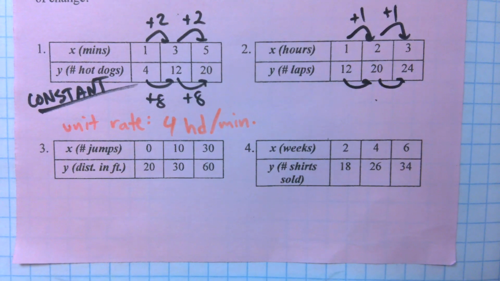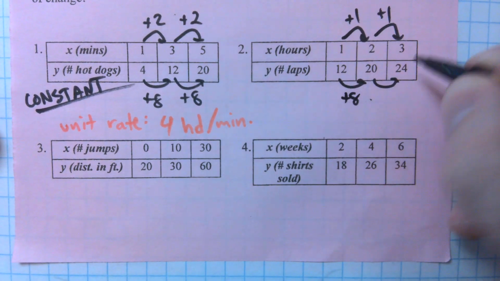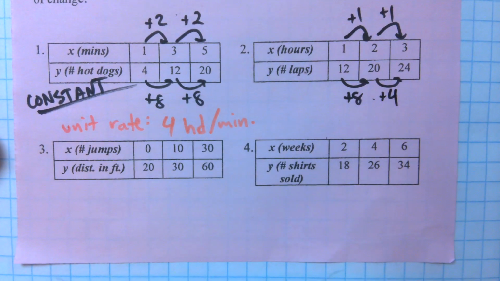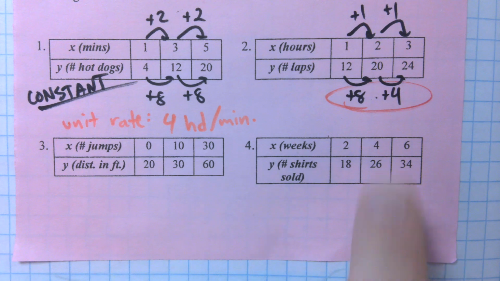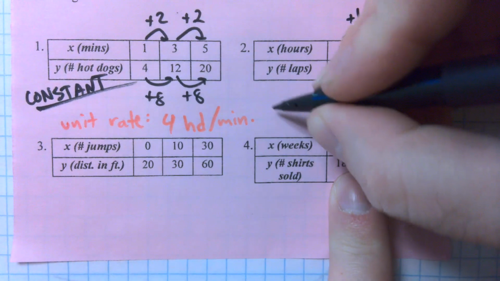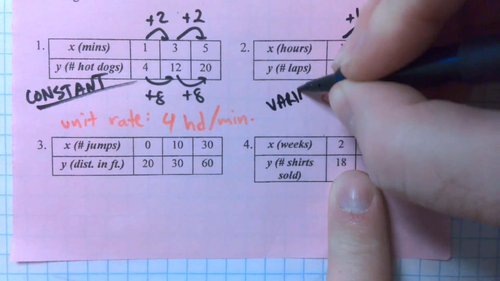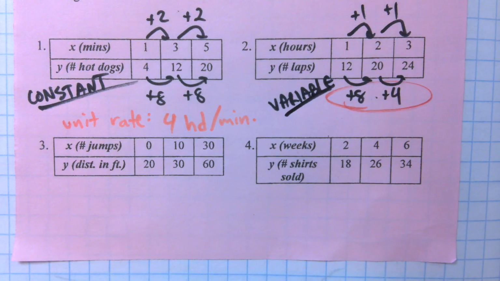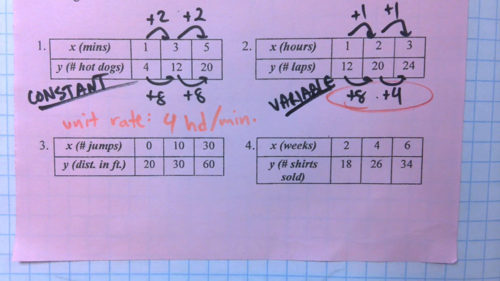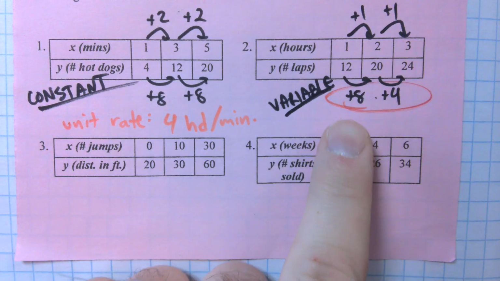How do I get from 12 to 20? What about from 20 to 24? Ooh. Okay, so because my number of laps is different, this one is variable. Right? So what's my unit rate here? You don't have one. That's right.